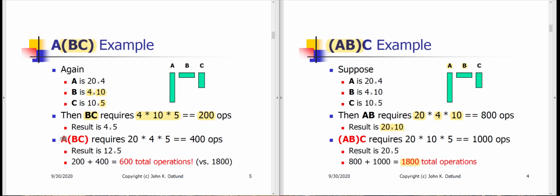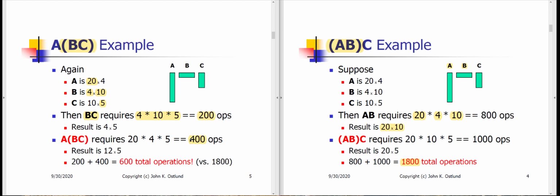And if we then multiply A times that product, well, A is 20 rows and 4 columns. So we're going to have 20 by 4 times 5 is 400 operations in order to multiply A times the product of BC.